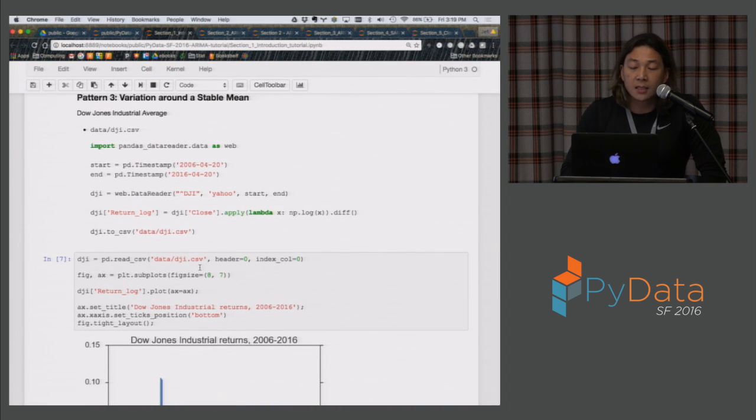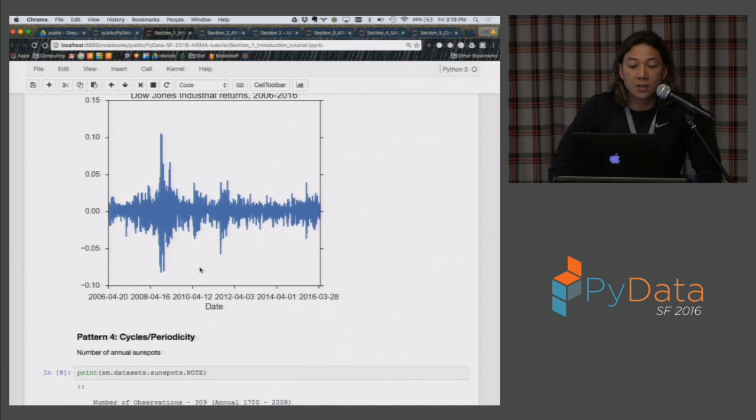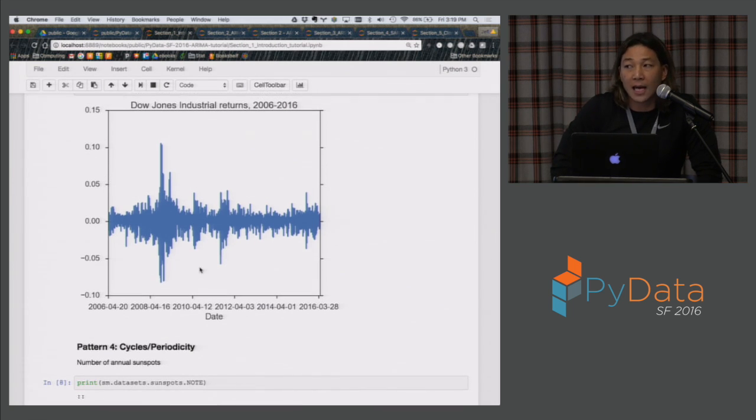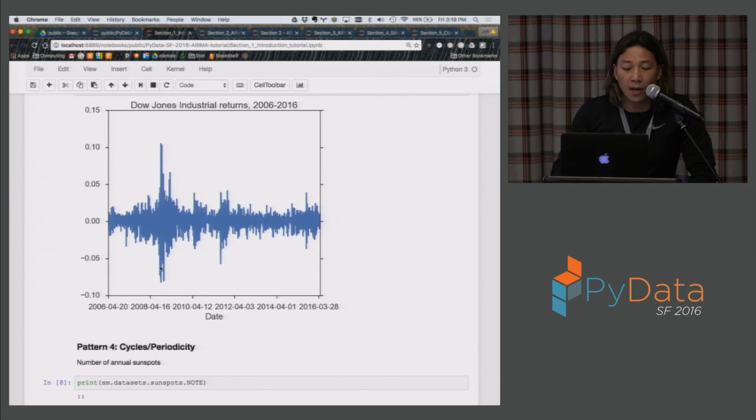Third one is still variations, but it's variation around a stable mean, which is what you see here. This is the return series of the Dow Jones Industrial Average's return for the last 10 years. As you can see, the average stays around zero, but then it fluctuates a lot over time. And in particular, there are times where the fluctuation is very strong. This particular pattern is extremely common in a financial time series.